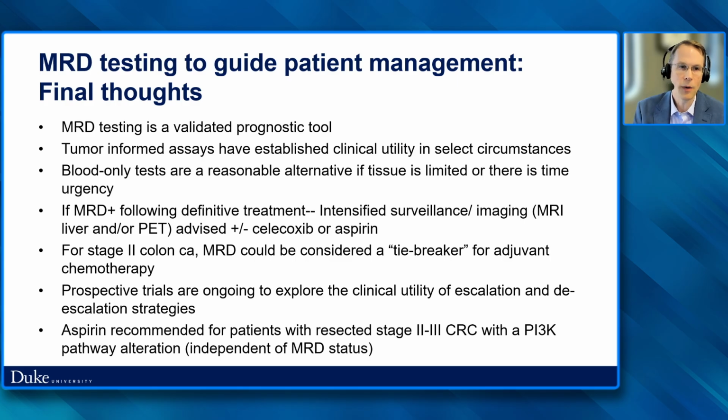And I finally want to put a plug in to go ahead and send off the NGS test for our patients, especially for patients with stage 2-3 colorectal cancer. And if we find one of these PI3 kinase mutations or PI3 kinase pathway alterations, to go ahead and give 2 baby aspirin a day. It does appear to have a pretty substantial beneficial impact for our patients.